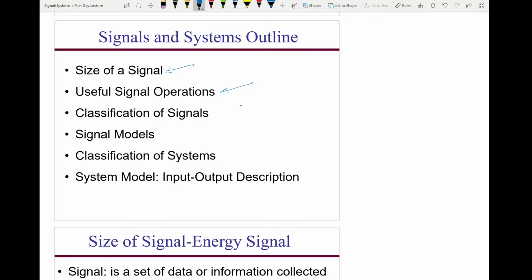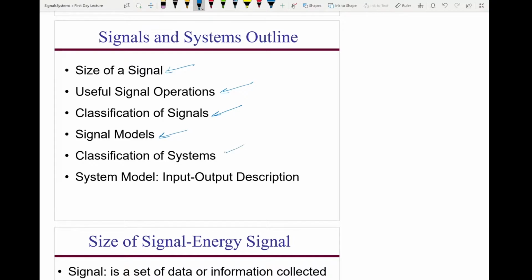And the third topic will be classification of signals. Is it a continuous signal, discrete signal, causal, non-causal, periodic, non-periodic, and so forth. And the fourth topic will be signal models. We're going to learn about 3 or 4 models of a signal that we will be using a lot in this course, like exponential, sinusoidal, unit step, impulse.